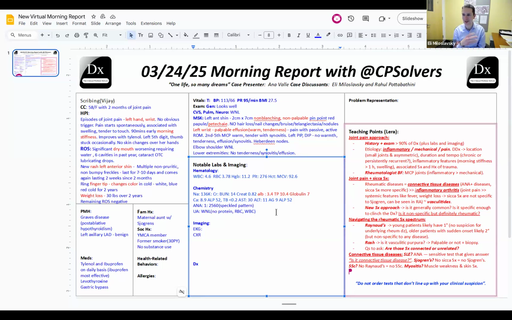There's no sclerodactyly, there's no puffy hands, there's no myositis. But the RNP antibody is present in nearly half of patients with lupus. So we do order it, even when we're not highly suspicious of MCTD in a given patient.